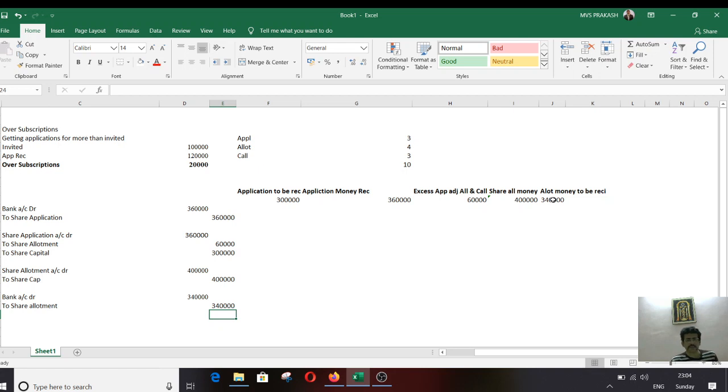As in this example, there are no calls in arrears. You are receiving the entire money. So what will we do? Bank account will be debited to share call account. With this, all the entries will be closed. You just try to pass the last two entries.